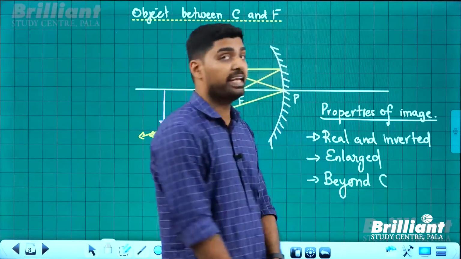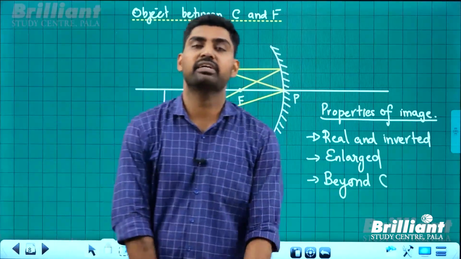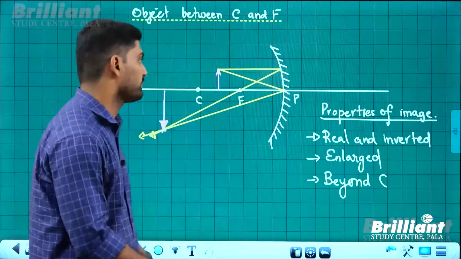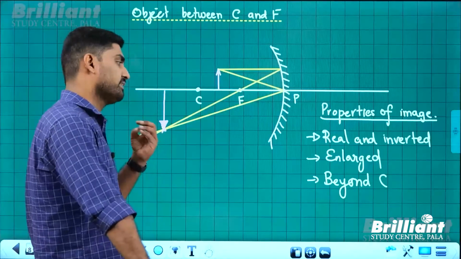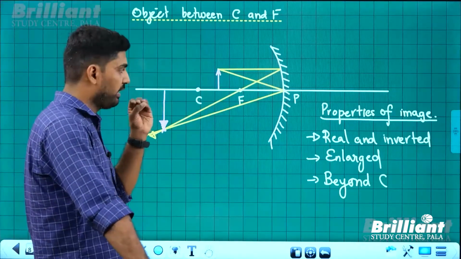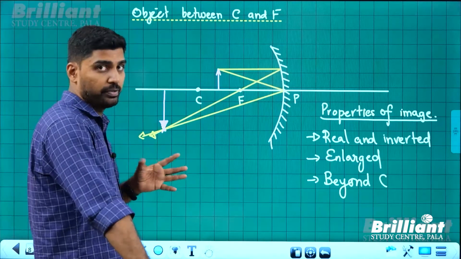So we have an enlarged image. The size of the image is larger compared to that of the object, right? Yes, the size of the image is larger compared to that of the object, and it is real. How do we say that it is real? Because light rays are actually meeting, and its location is beyond C.